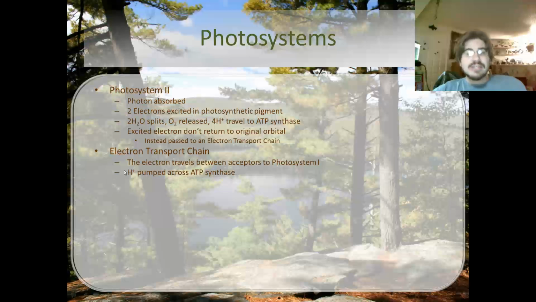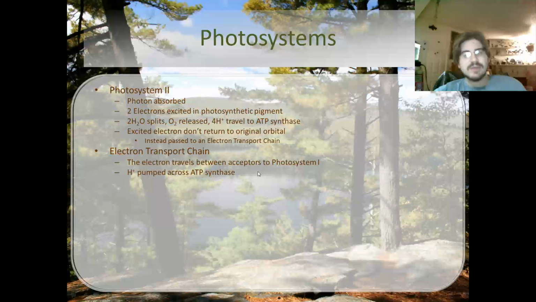And in addition, ATP synthase is part of the electron transport chain. Remember, the ATP synthase in cellular respiration was a part of the electron transport chain. Well, it just makes sense that the ATP synthase in the light reactions is also part of the electron transport chain. So during the electron transport chain, those 2 electrons excited in photosystem 2 pass from protein to protein. And the hydrogen released in photosystem 2 is pumped across ATP synthase.